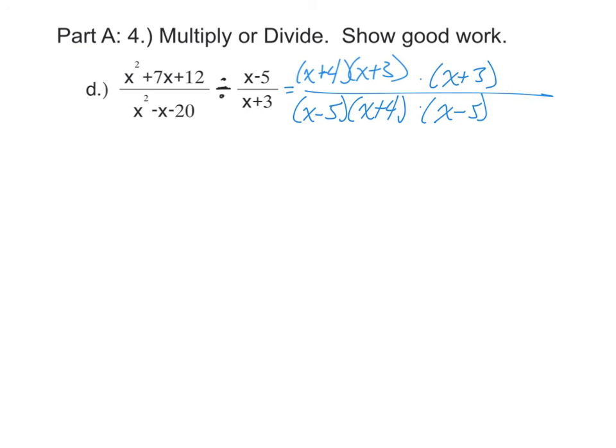And the x plus 3's, because they're both in the numerator, cannot cancel. And the same thing with the x minus 5's. Because they're both in the denominator, they don't cancel with each other. That means that our simplified fraction here is going to be x plus 3 squared over x minus 5 squared. And that's simplified.